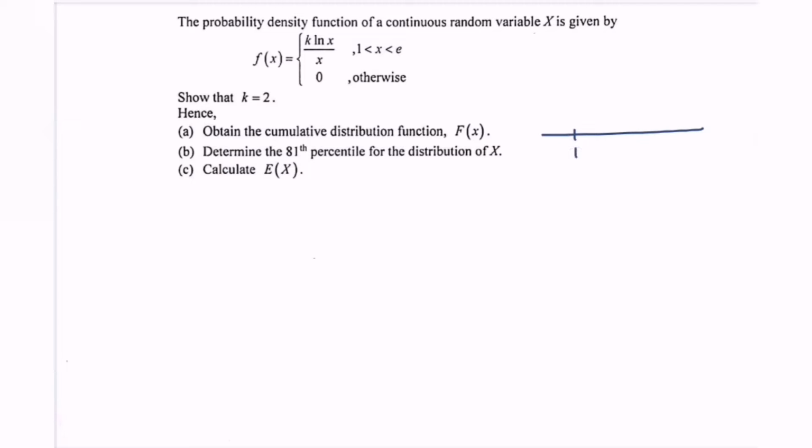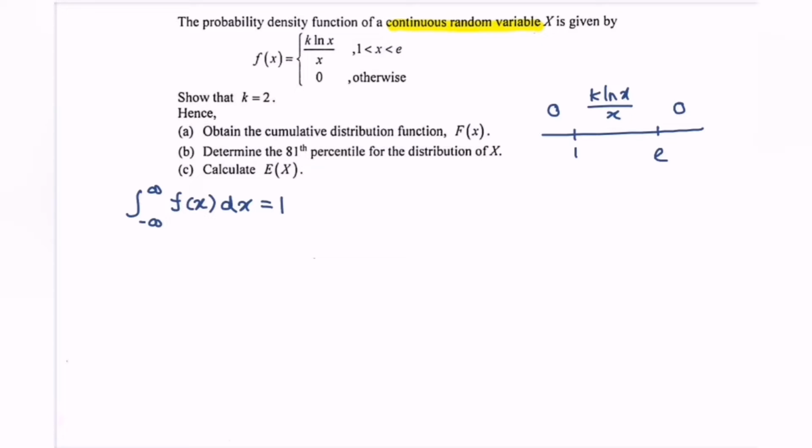Where we have 1 to e, the function is k ln x over x. Other than that, the function is 0. Referring to the question, it says show that k is equal to 2. As we all know, it is a continuous random variable, so the total probability is equal to 1. We integrate from negative infinity to infinity the function f(x) with respect to x, which is equal to 1.